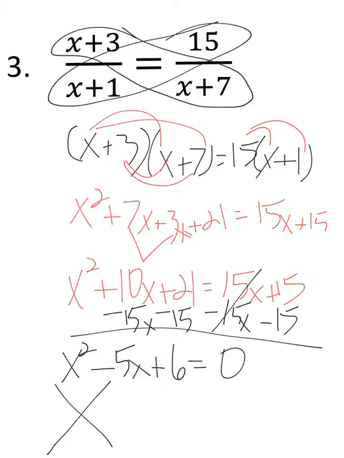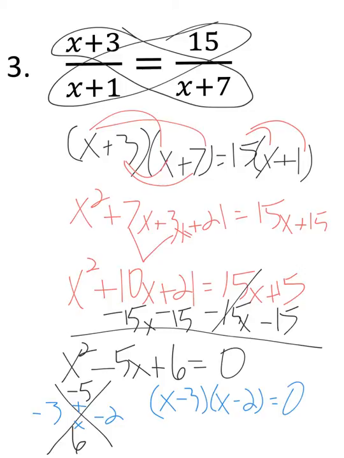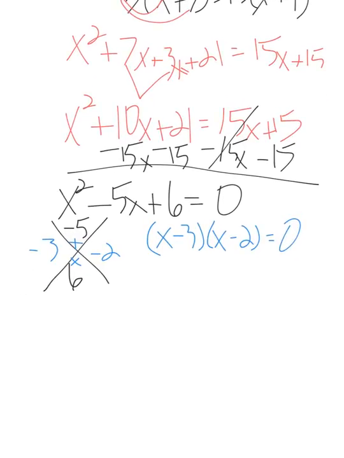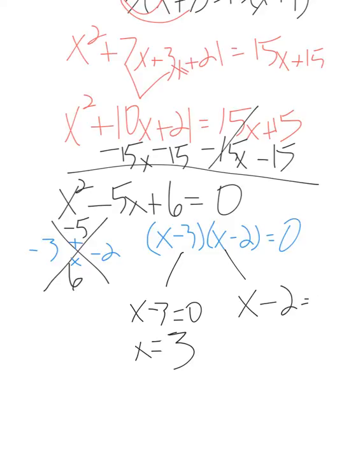So what are your factors of 6 that add to negative 5? I know that negative 3 times negative 2 is positive 6, and negative 3 plus negative 2 is negative 5. So x minus 3 times x minus 2 equals 0. And then I am going to just set both of these equal to 0. So x minus 3 equals 0, x equals 3. Just a regular 3. Erase that dot. Don't want you to think that's a negative or something. x minus 2 equals 0, x equals 2. These are my final answers.